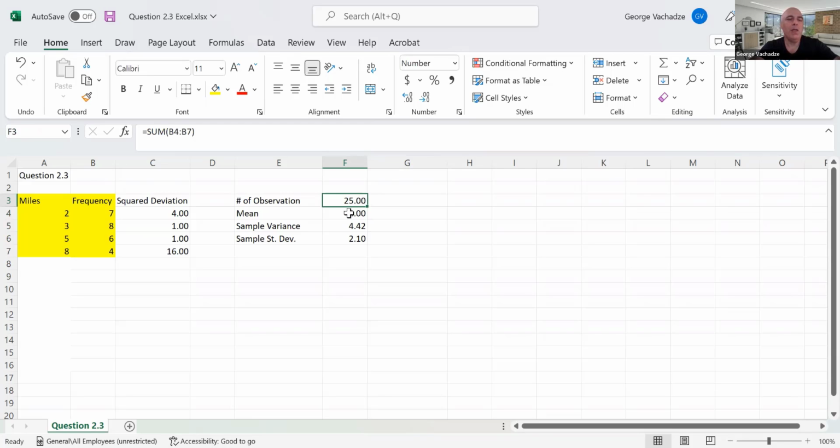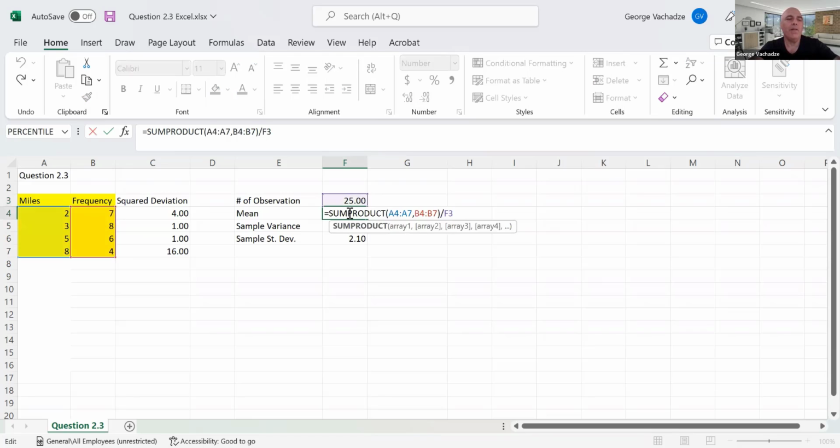So to find out the mean, we need a weighted average of each observation. So a useful Excel function, which I rely on in this calculation, is SUMPRODUCT, and I'm selecting two series, so miles and frequency. So it will do 2 times 7 plus 3 times 8 plus 5 times 6, 8 times 4, and it sums up that quantity. And to calculate the mean, I will divide that sum product by the number of observations, which is cell F3. Okay, that should give us the mean.